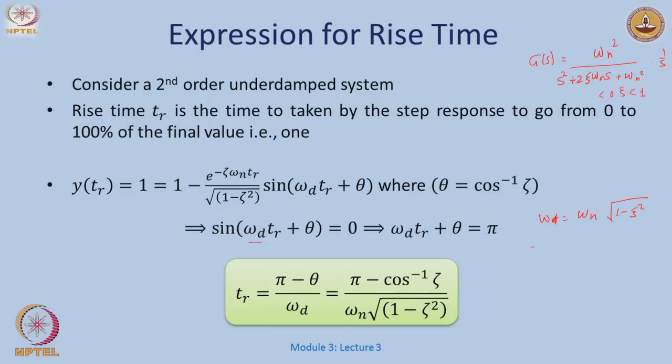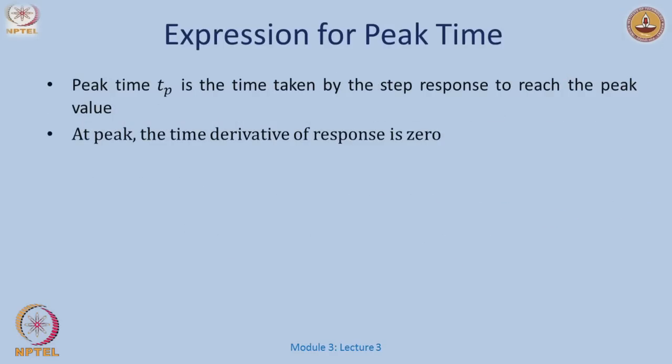And what was theta? Yes, it's written here. Theta is cos inverse of zeta, the damping coefficient, right? And then there is this relation between omega d, the damped natural frequency, and omega n, the natural frequency of the system. Similarly, I can calculate the peak time, which is the time taken by the step response to reach its peak value. Now, how do I find that time? If I am here, I am looking at this value.